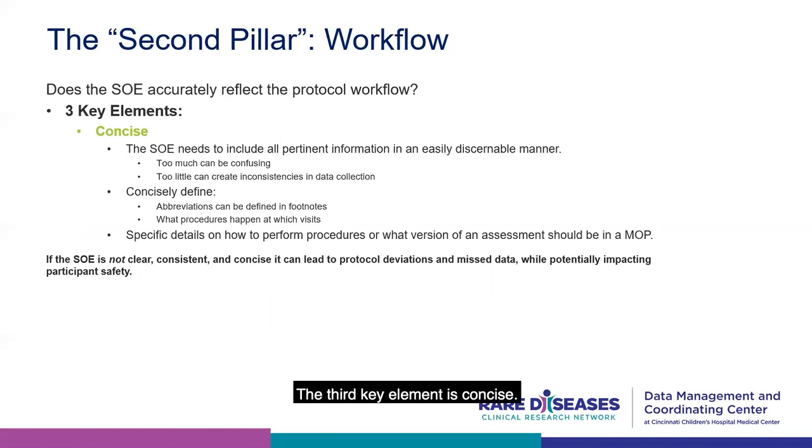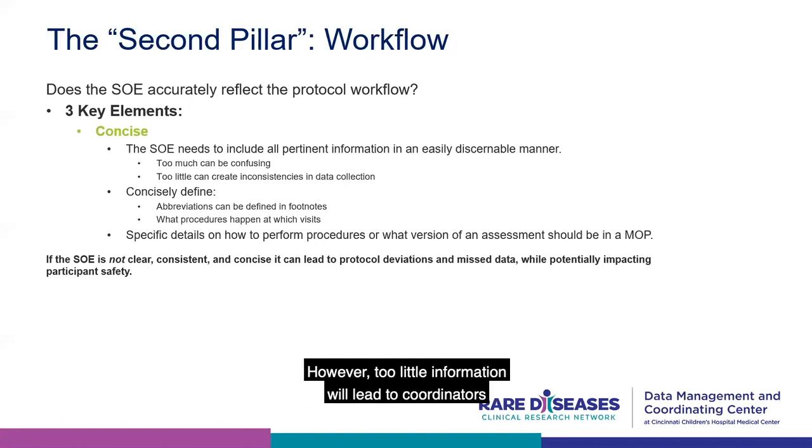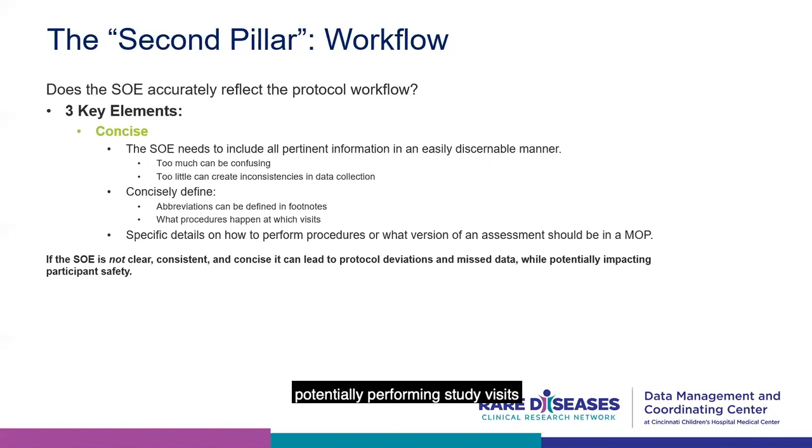The third key element is concise. This is finding a balance between adding in all necessary information, but keeping your schedule of events readable and understandable. If too many items are listed in the table with, for example, the full names of each questionnaire, it can appear cluttered and confusing, especially if your spacing truncates the names. However, too little information will lead to coordinators potentially performing study visits or procedures differently, or maybe even forgetting something and missing data. So it's really a balance.